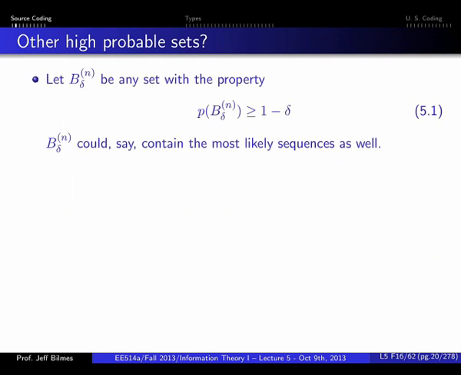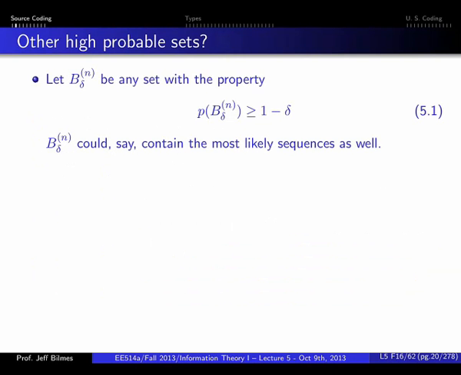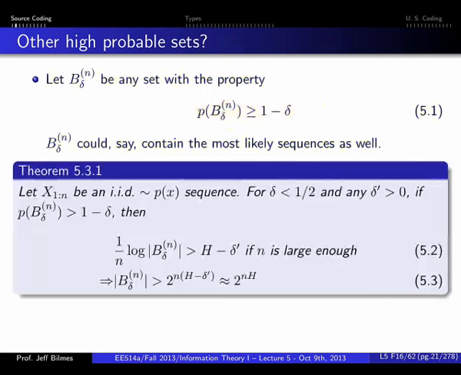And what this next theorem shows is that that's not the case. Basically, asymptotically, the typical set is the smallest set that has all the probability. And again, this is an asymptotic result. So the result basically says, let's say that B delta is another set with all the probability. So it has this property for some other delta. And maybe it's more probable, or maybe it's smaller. And the theorem says that if we've got this IID source, and we take any delta less than 1/2, and any delta prime greater than 0.